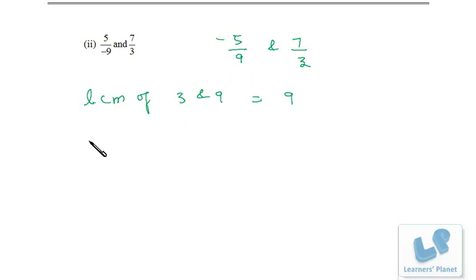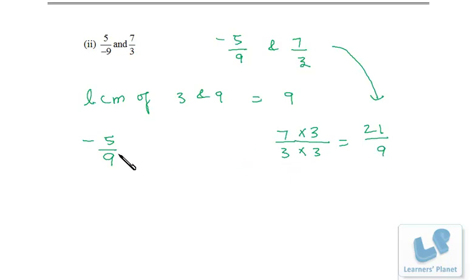Now minus 5 by 9 is as it is, but 7 by 3, what do we do? To which number do we multiply the denominator so that we get 9? That's 3. So multiply numerator and denominator by 3, right? So 7 into 3 is 21, and 3 into 3 is 9. So 7 by 3 and 21 by 9, both of them are same, okay? Because we have multiplied the numerator and the denominator both with the same number, that's 3 over here, right?